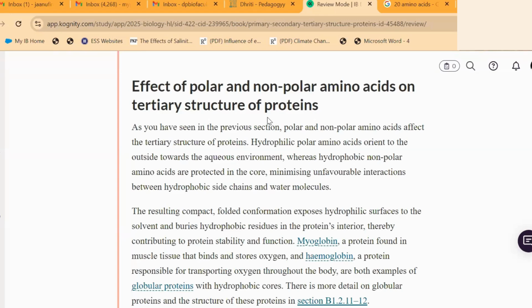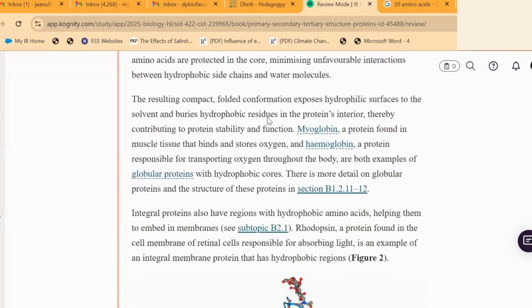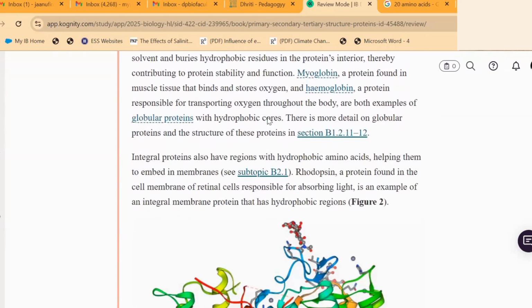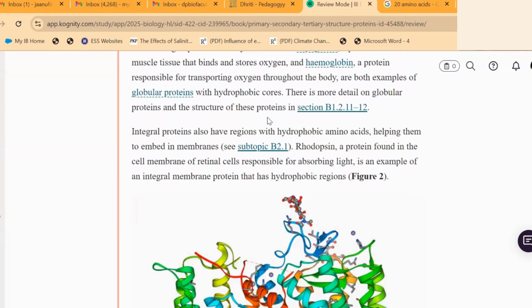So we take the example of myoglobin, as I told you, that is present in the muscle tissues, and even hemoglobin. Both are examples of globular protein, which we discussed now, right? Whether it is myoglobin or hemoglobin, both are examples of globular protein which has hydrophilic ends exposed outside and hydrophobic ends towards the interior.